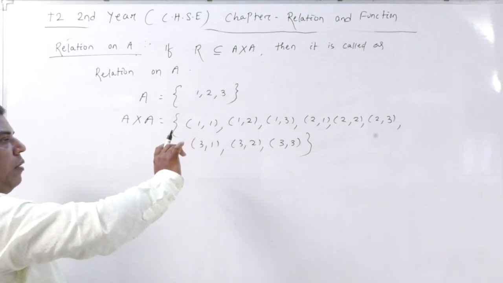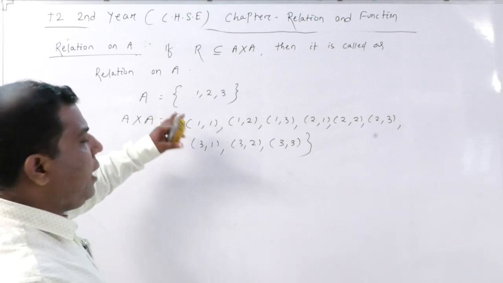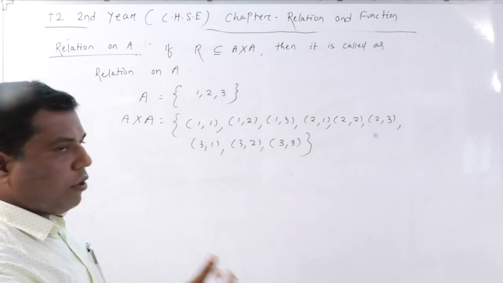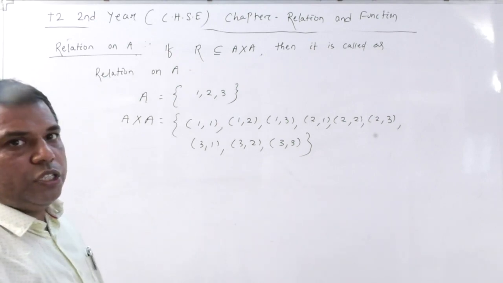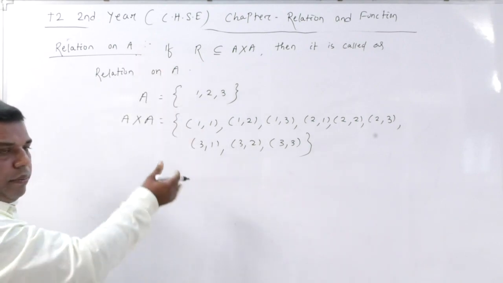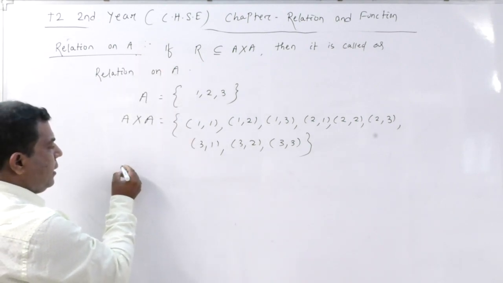Now, if it contains 9 elements, and suppose someone wants to form a relation, or connect the elements of A with itself with some conditions, then that is called a relation on A. Better we go from here with an example.